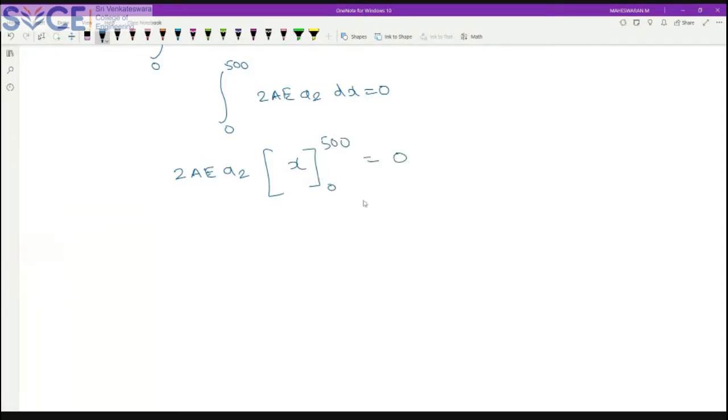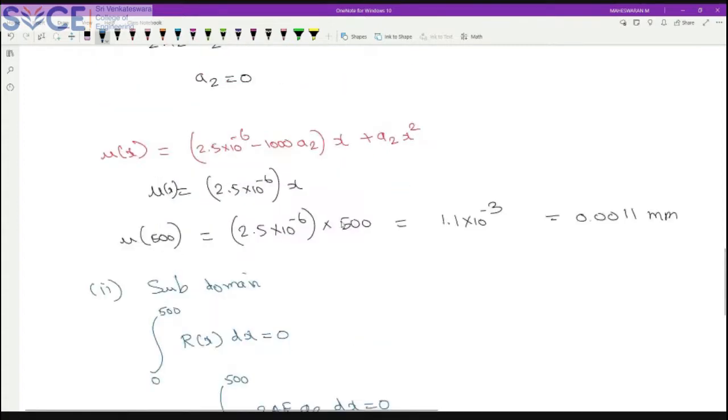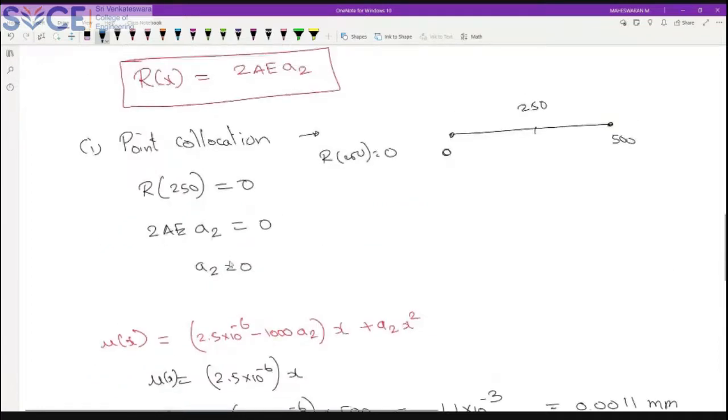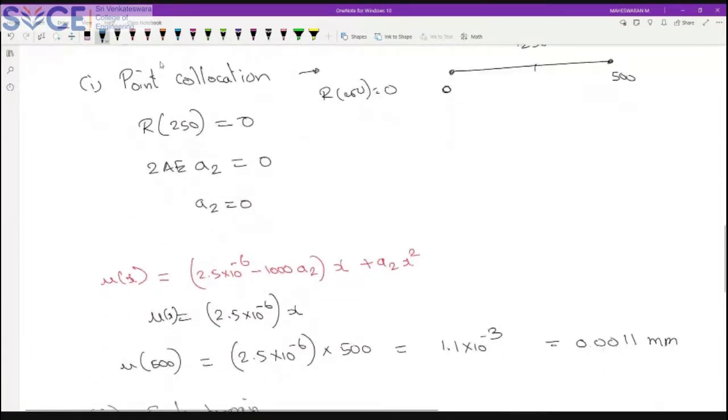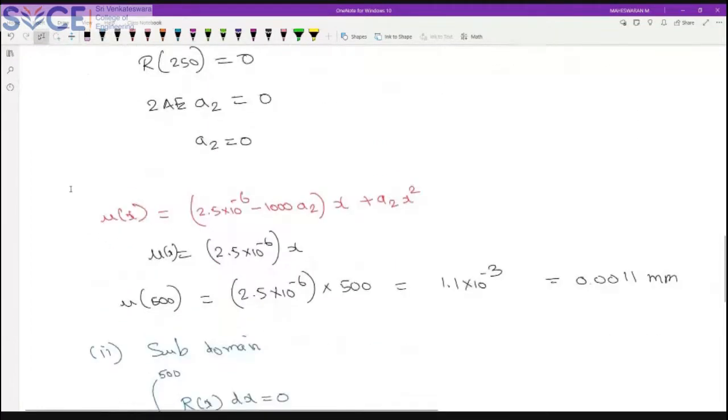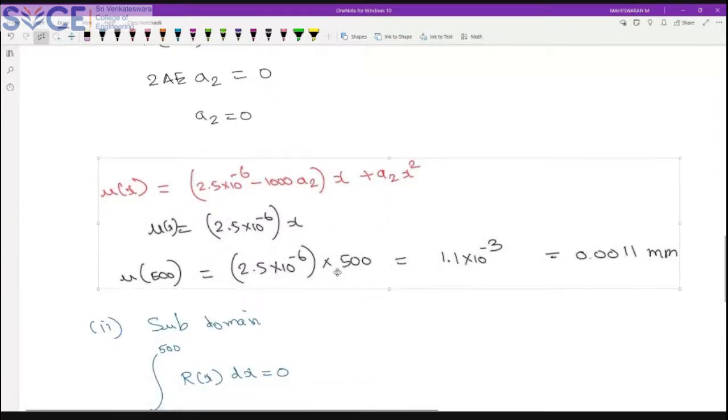I am equating this to 0. Whatever you apply anyway, that will go again. I can say that a2 is equal to 0. There is no change in your method, so you will get the same value as point collocation. In that case, again, your u of x has the same value. There is no change in the value, so you can see that.